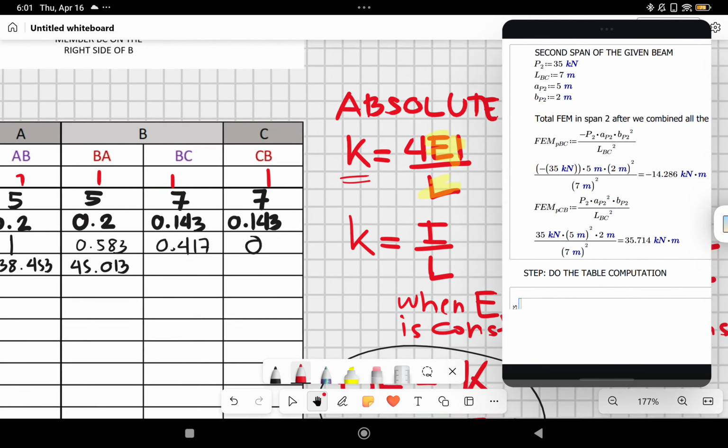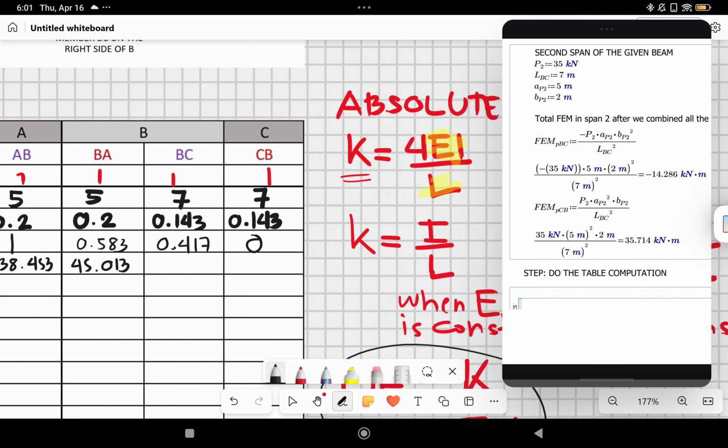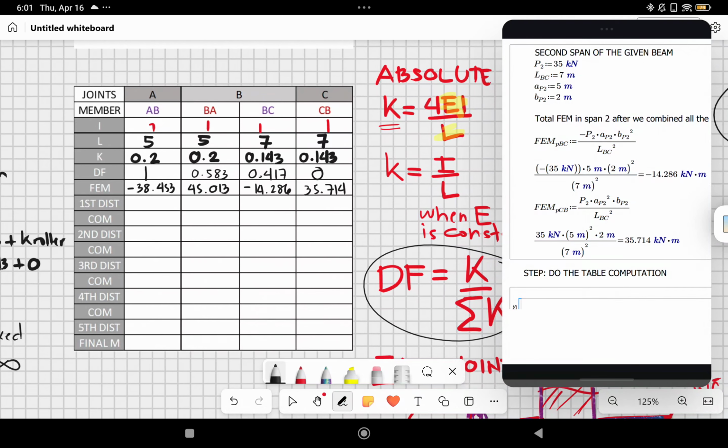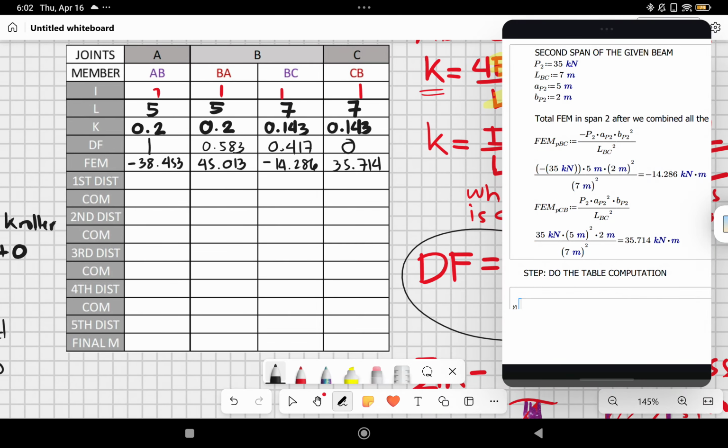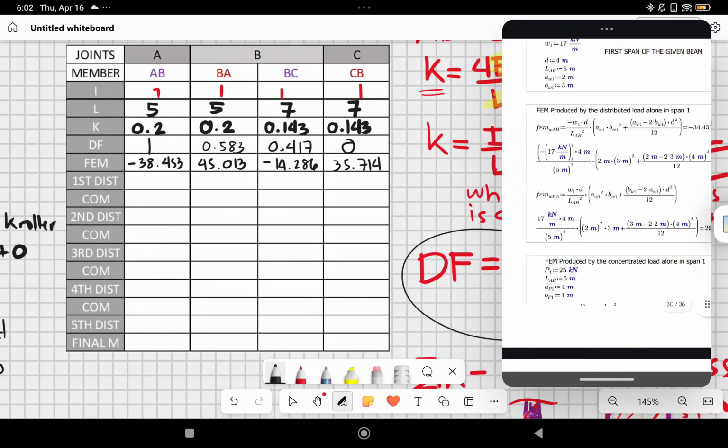So pag na-compute na natin yon, which is na-compute ko na dito, abot pala ng isang oras, no? FEM BC, that is equal to negative 14.286. Negative indicates na counterclockwise siya. And then 35.714. Okay, so the next step, those are the important steps before we do the distribution process. Okay, so we are in the distribution process na.